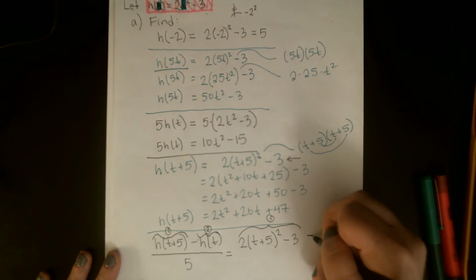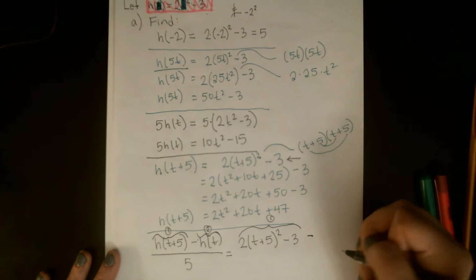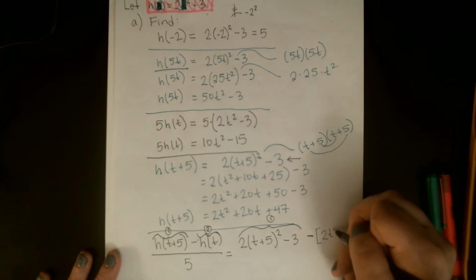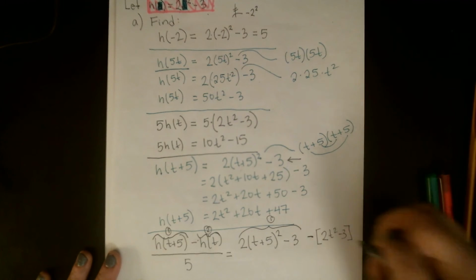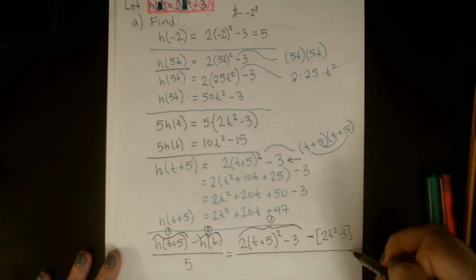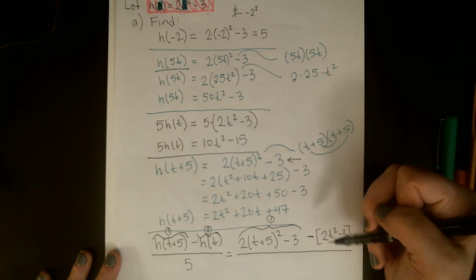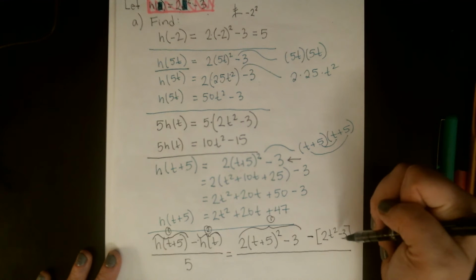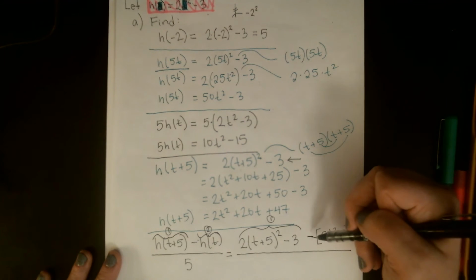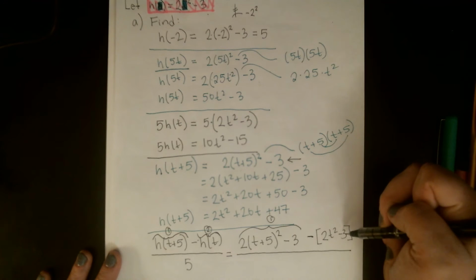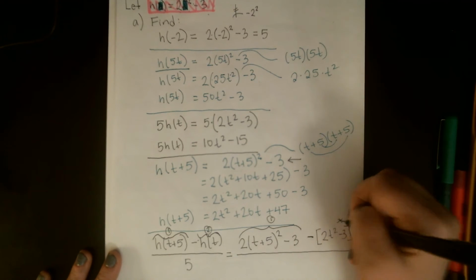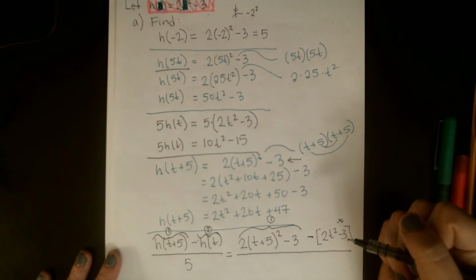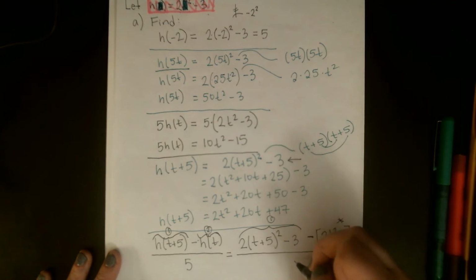We are supposed to subtract an h of t. An h of t is a plain old 2 times t squared minus 3. And I'm including brackets here because I want to be really careful. If I'm going to subtract h of t, I need to subtract both the 2t squared and the negative 3. So it will end up being negative 2t squared plus 3. This is the number one mistake I see people make on difference quotients. They forget to distribute the negative and things don't simplify nicely like they should.